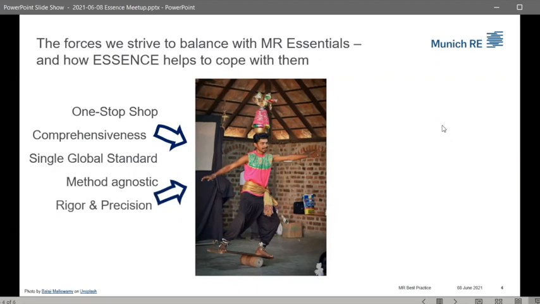Rigor and precision, that's an interesting point. Okay, so what you can describe in Essence is certain things you have to do. There are some mandatory elements people have to use, people have to follow. Precision is a very interesting point. I'll give you an example. The auditors told us, not now, but in the future, BaFin will request that every single requirement is signed off by the product owner. Now you can argue, does it make sense or is it really necessary?